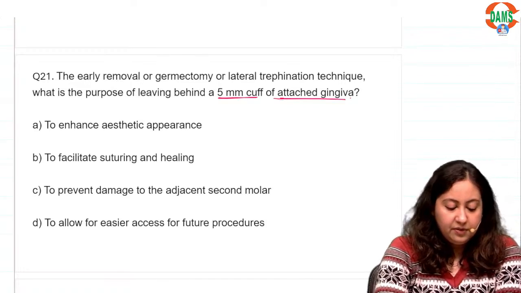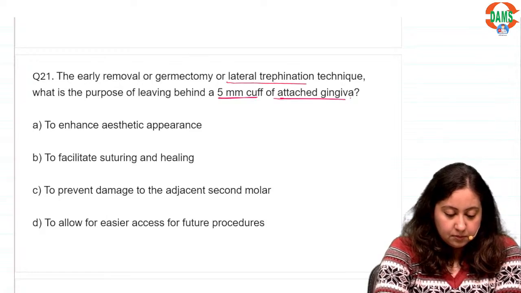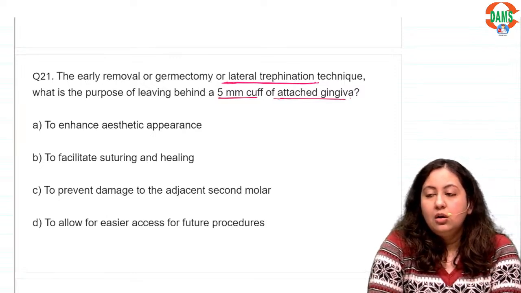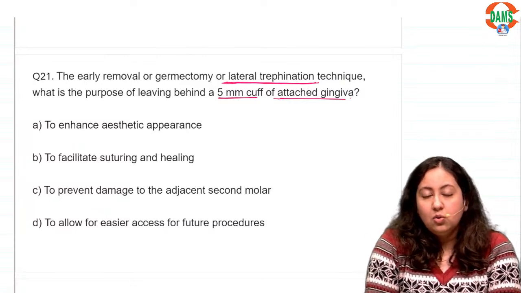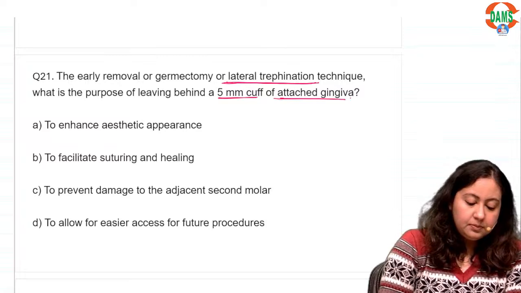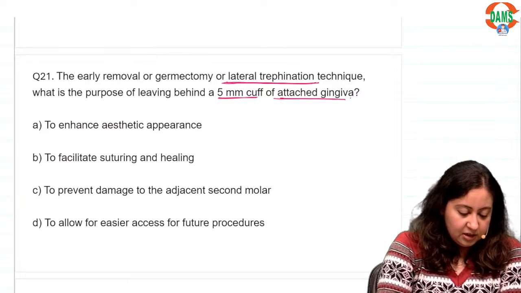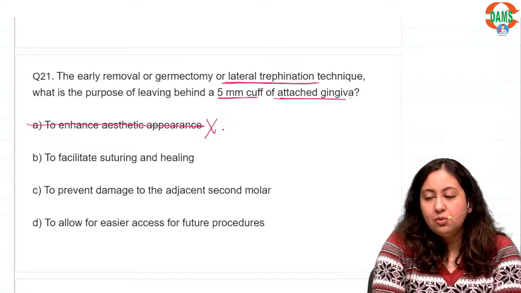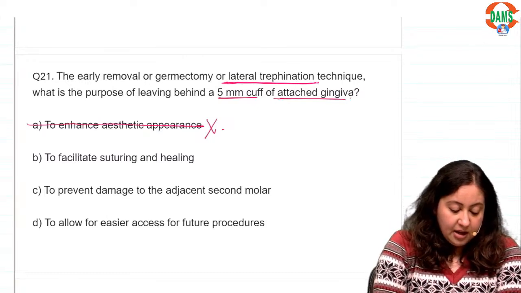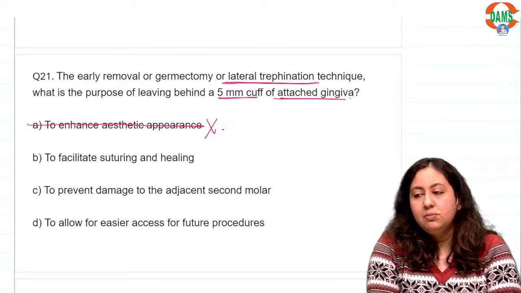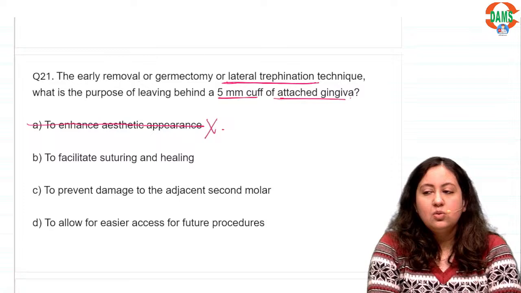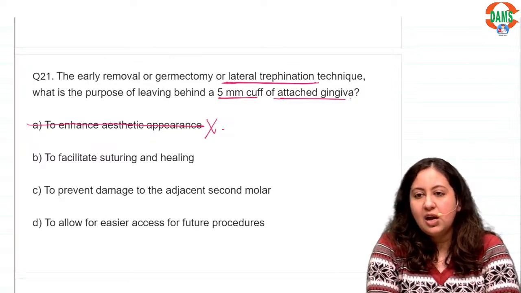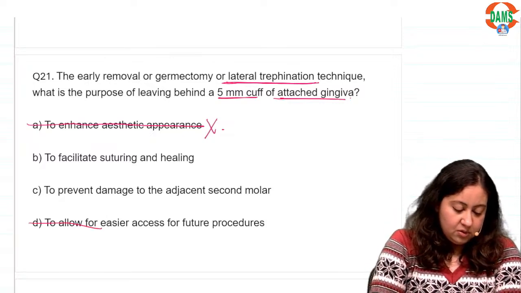Okay, so we know lateral trephination technique is usually done for teeth whose root apices are still not closed. All right, so it is a third molar region. Aesthetic has nothing to do with it. There's no need to do anything for aesthetics. And option D, to allow for easier access for future procedures. Mucosa heals very well, so there's no question of ease of access or anything. This is also out of question.